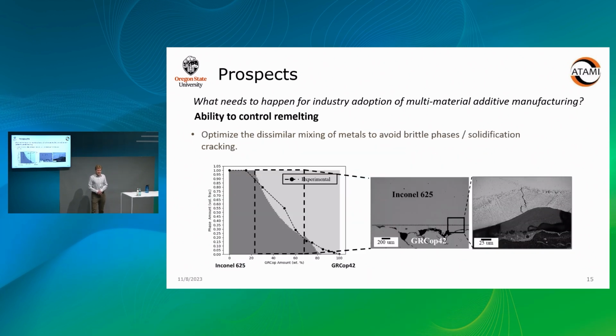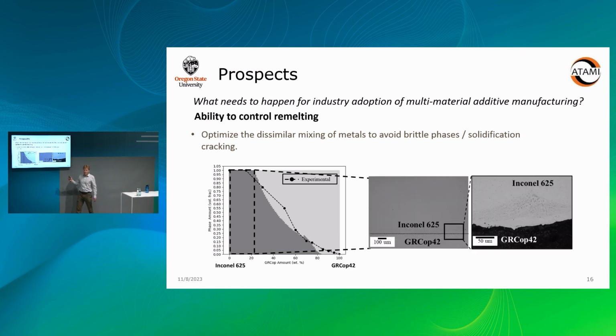And again, what else needs to happen from a chemical perspective? So we talked about using a transition composition. Another thing we can do is optimize our remelting. So I discussed previously some of our work on Inconel 625 and GRCop-42. Again, we have this liquid miscibility gap, and if we remelt in this range, we're going to get a lot of cracking at our joint.